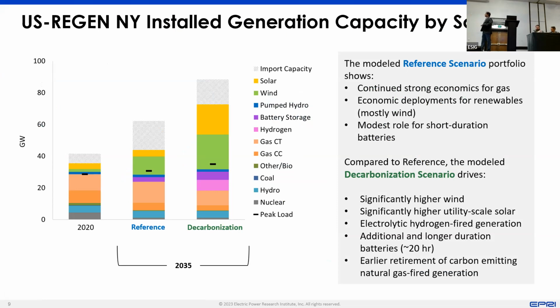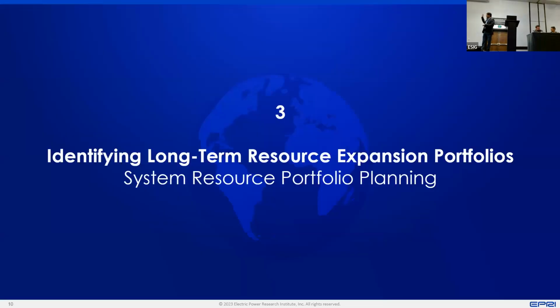So as you can see, for the deep decarb scenario, there is significant bulk connected solar, significant wind. There is hydrogen as a fuel as well. So we came up with the scenarios for reference as well as decarbonization case for 2035. So that was the starting point.